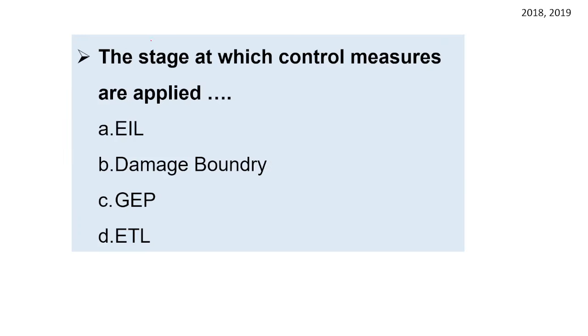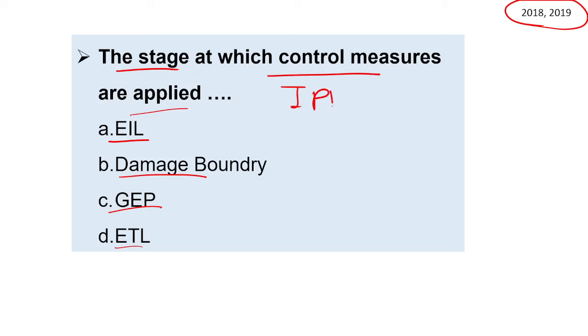Okay, and the next question is: the stage at which control measures are applied. This question was asked in 2018 and 2019, in consecutive years. Options are option A EIL, option B damage boundary, option C GEP, which means general equilibrium position, option D economic threshold level. This question is a very core question and is totally based on concept. Our whole IPM, integrated pest management, is based on this concept. That's why we discuss EIL and ETL.